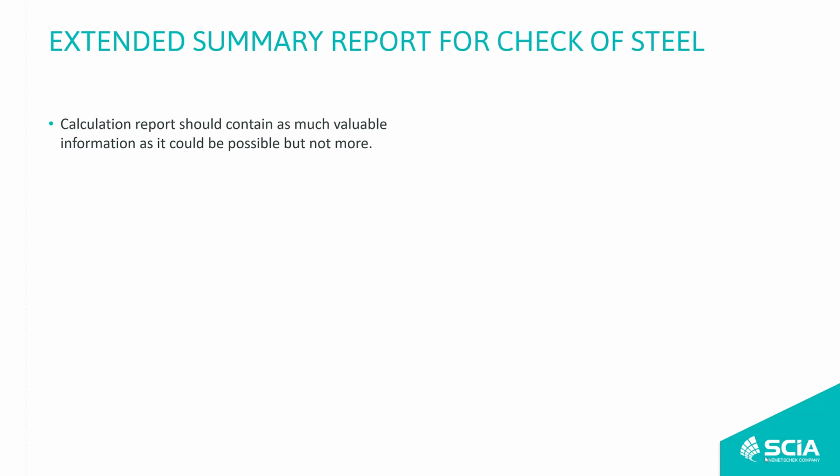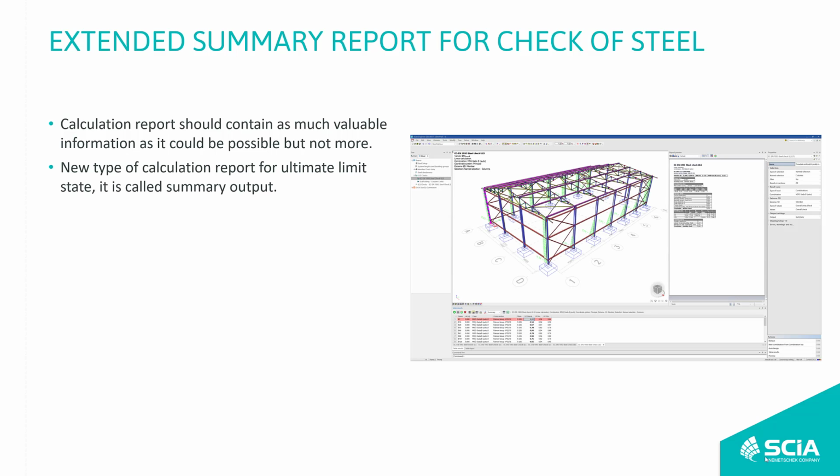The second item was the extended summary report for check of steel. I think that a calculation report should contain as much valuable information as possible, but not more. So we developed a new kind of report for ultimate limit state, which is called the summary report. It displays all necessary information which is included in the steel check.